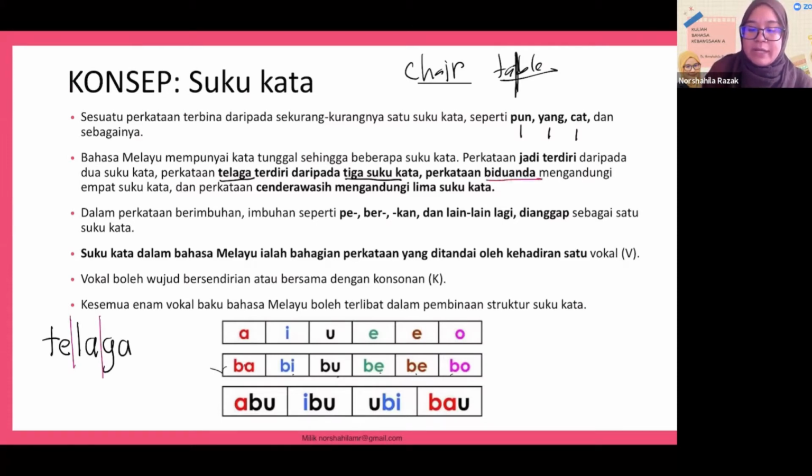Kemudian kita ada biduanda. Ini adalah merujuk kepada seorang wanita yang rasa cantik pada masa dahulu. Biduanda. Bi-du-an-da. Okay, kita ada berapa kat sini? Dia kata 4 suku kata. 1, 2, 3, 4. Okay, kemudian kita ada perkataan cenderawasih.